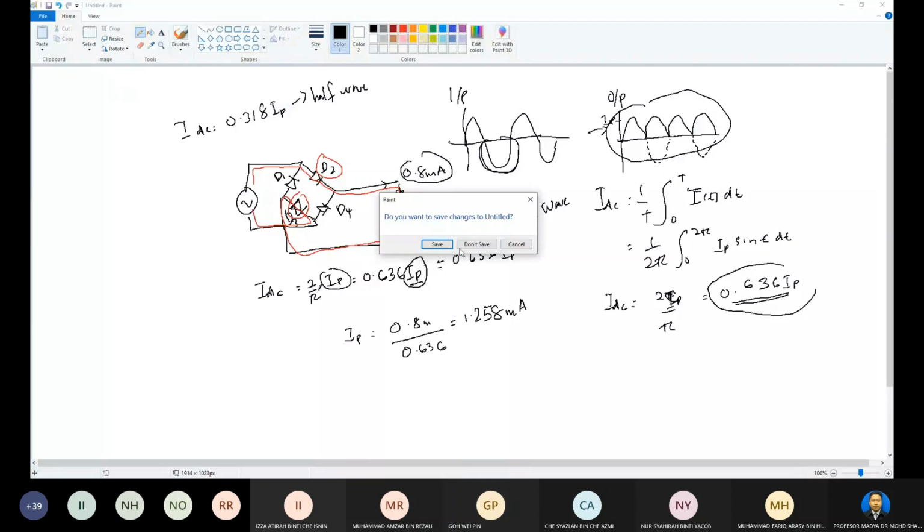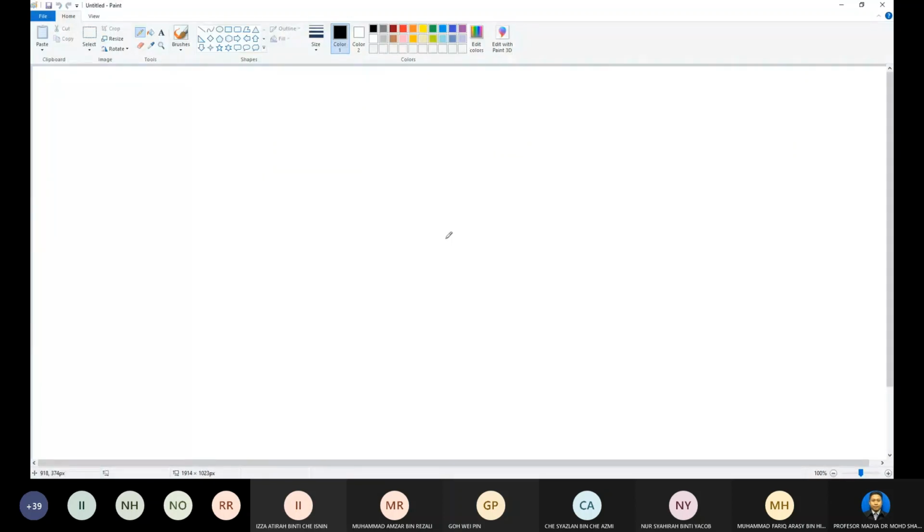For question number 3, first you have to draw the circuit, similar to question number 1. We use the half wave rectifier, but this one has the multiplier resistor. Our supply will be 3 volts RMS. This is our RS, this is our IT, the total current, and this is our diode, D1.